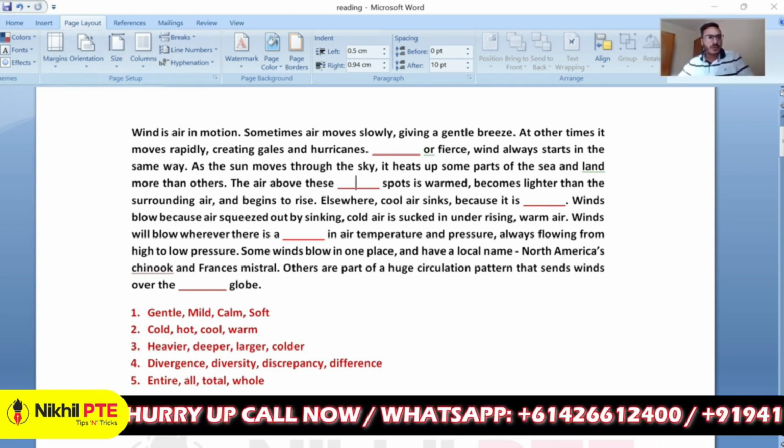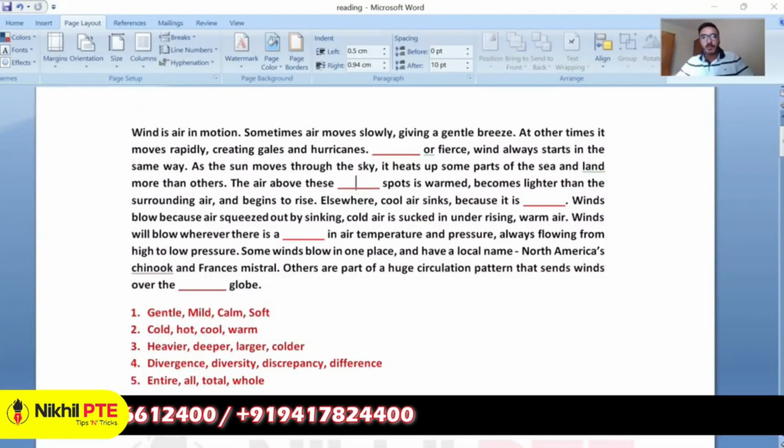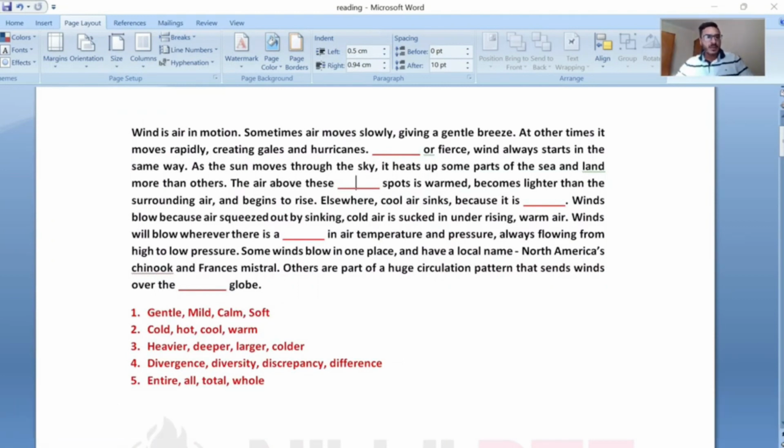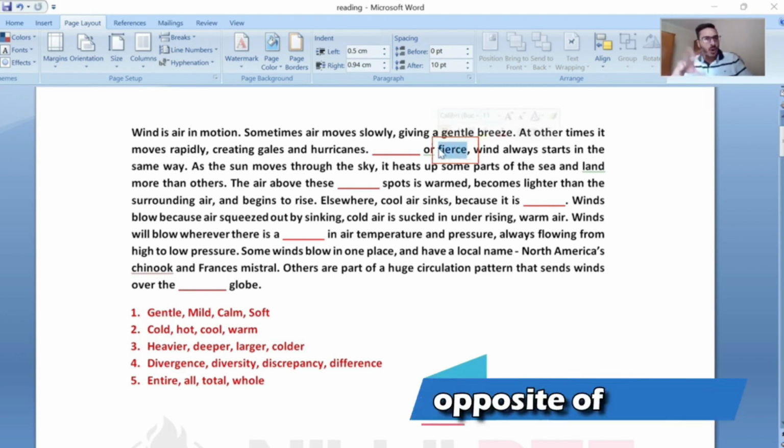So let's start with the first line. Wind is air in motion. Sometimes air moves slowly, giving a gentle breeze. At other times, it moves rapidly, creating gales and hurricanes, dash or fierce. Wind always starts in the same way. So what do you mean by this? Maybe you don't know. This means like the opposite of gentle.